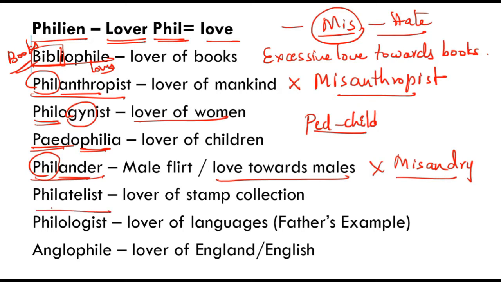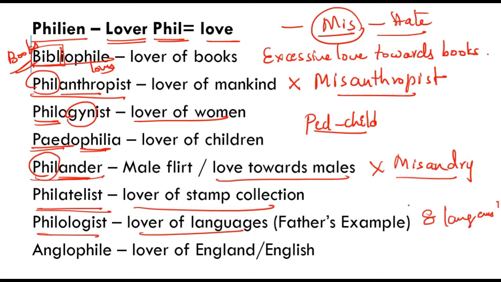Next one is philatelist. Philatelist is a person who loves collecting stamps of different countries, locations, areas, etc. Philologist. Philologist is a person who loves to learn different languages. For example, my father was a multilingual person. He knew to read, speak and write in 8 languages. Okay. He loved learning different languages to such an extent that definitely I can call my father a philologist. He had excessive love towards learning new languages, which means philologist.